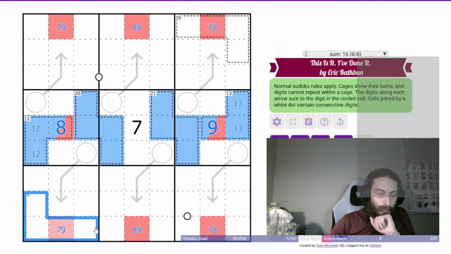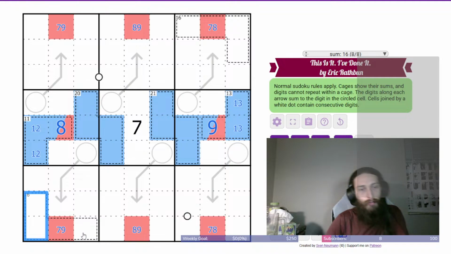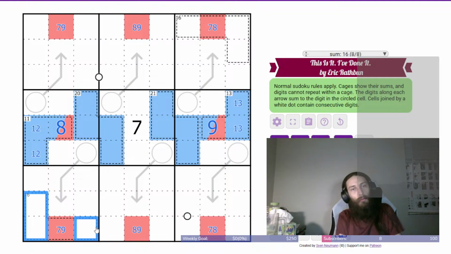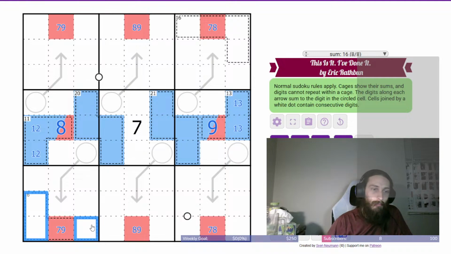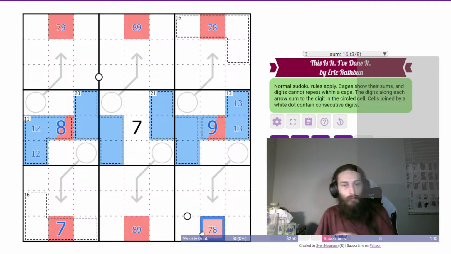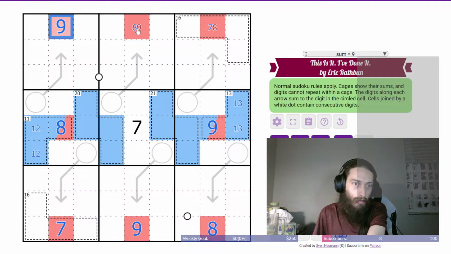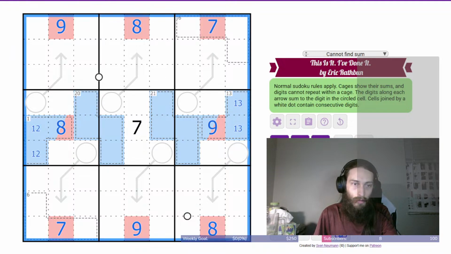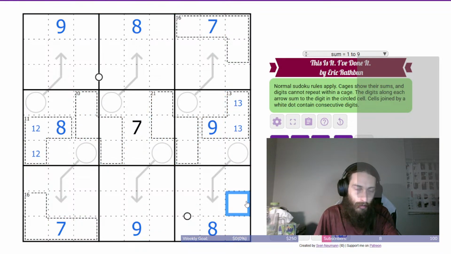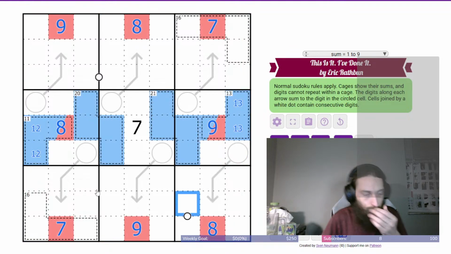Well, 16. If I were to make this 9, I'd have 7 left over, which would be 1, 2, and 4. I can't do that. Oh, right. So this ends up being a 7 then. So that makes that 8, 9, 9, 8, and 7. And I don't think I need any of the coloring anymore. Although I might leave it just for funsies.